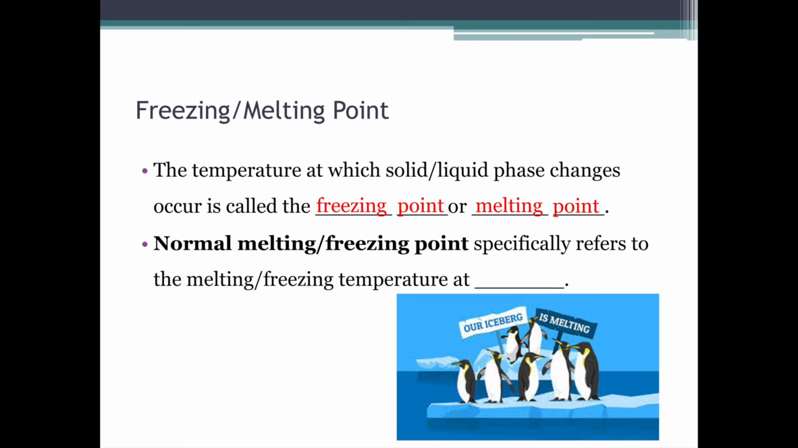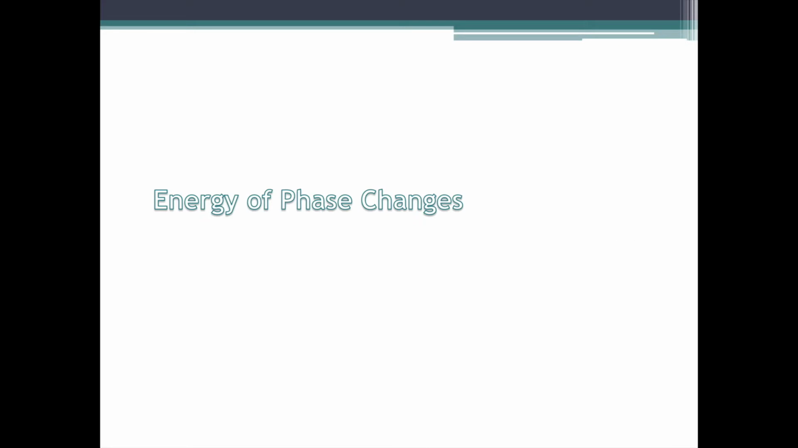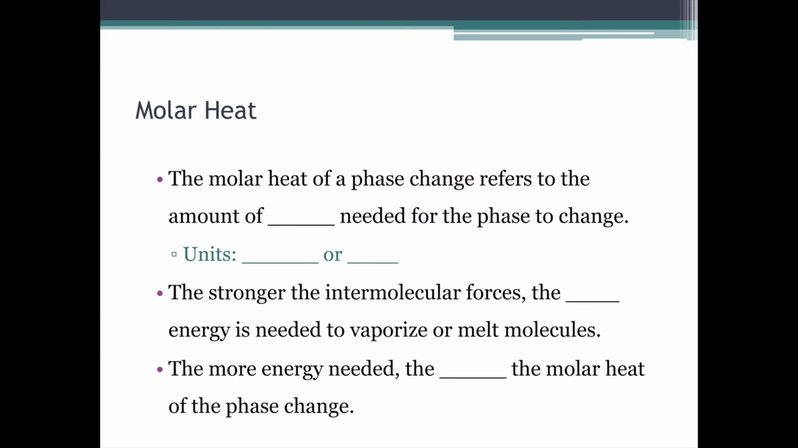Normal melting or freezing point, just like normal boiling point, occurs at 1 atmosphere. So we know the normal melting point of water, 0 degrees Celsius. Now that we're familiar with boiling and freezing point, we can talk about energy calculations.